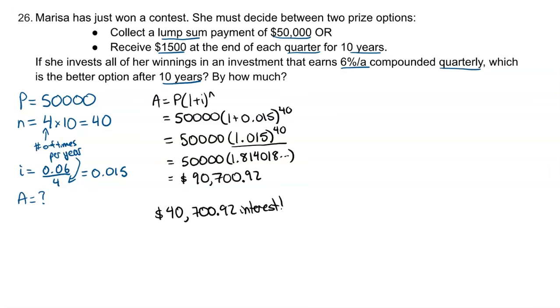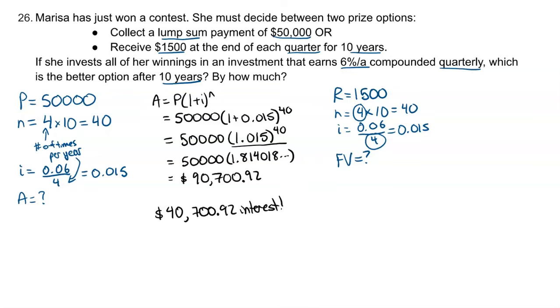Now let's look at the second situation. What if Marissa had received $1,500 at the end of each quarter? Those are regular payments that are made out to her, and she's going to put those into the investment as regular payments into the investment. The N value, the number of compounding periods, is 4 times 10, just like it was before, so 40. And the I value, same as before, again, whatever you multiply the number of years by, you have to divide the I by. And so we get 0.015 for that.